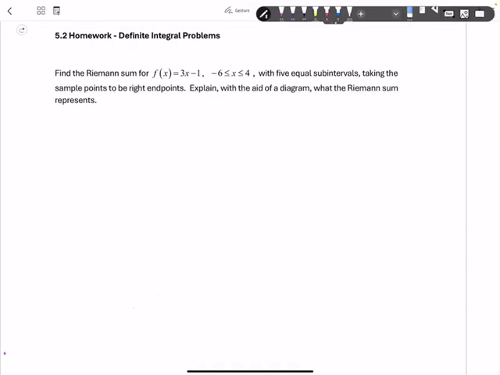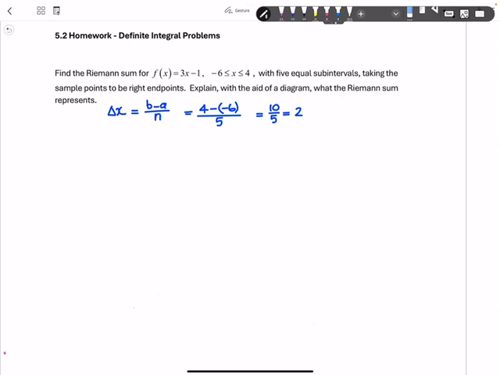All right, so first of all, what I would like to do is go ahead and just calculate our delta x value here. So remember, delta x is b minus a over n. So for our problem, that will be 4 minus -6 divided by 5, and that's going to be equal to 10/5, or of course equal to 2.